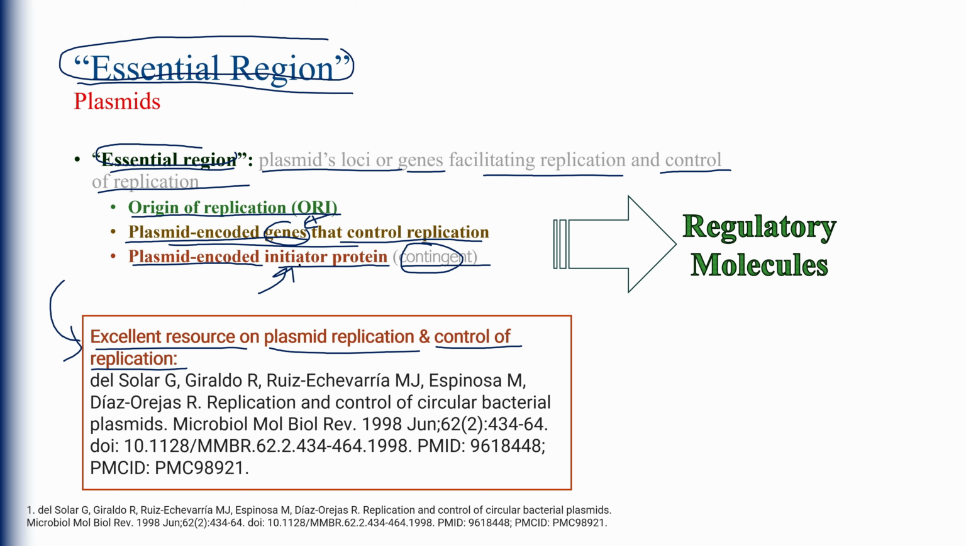Now, the plasmid encoded genes will encode or express products that will regulate the replication of the plasmid. So is the case with the initiator proteins encoded by the plasmid. And so we'll call these regulatory molecules. They're regulating the control of replication. And what you should recognize is that depending on the properties of those regulatory molecules, we can make some generalizations as to how that will affect the behavior of replication of the plasmid. So we've discussed the replicon. We've also discussed the essential region, although it's not entirely the same as the replicon. So let me go ahead and discuss the replicon in more detail.